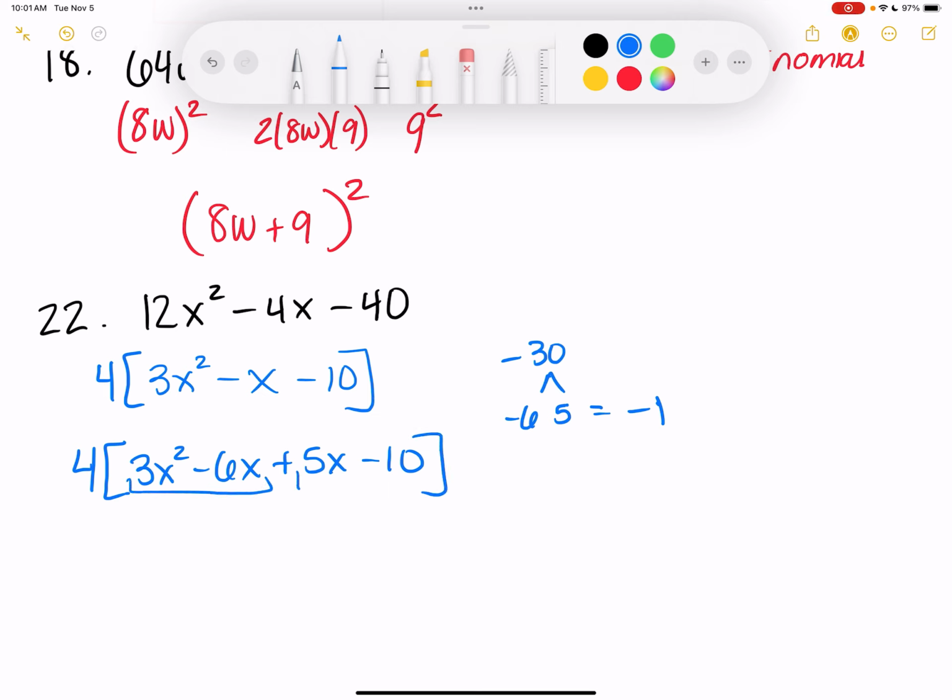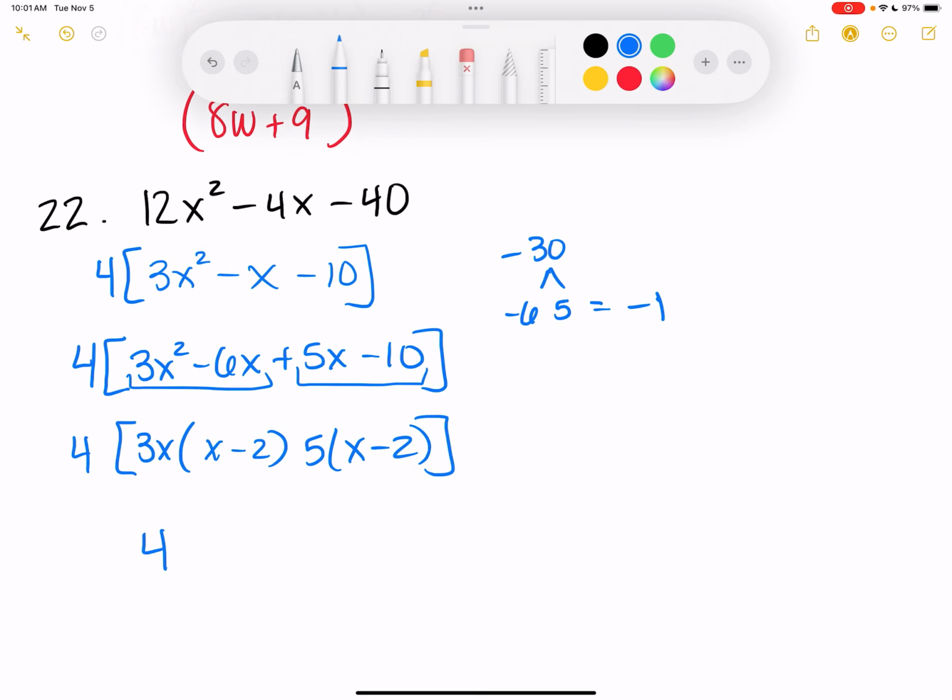Factor by grouping. Don't forget the 4. What can I take out of the first one? 3x. And I'm left with x minus 2. What do I take out of this one? 5. And I'm left with x minus 2. So then my end result is 4 times 3x plus 5 times x minus 2.